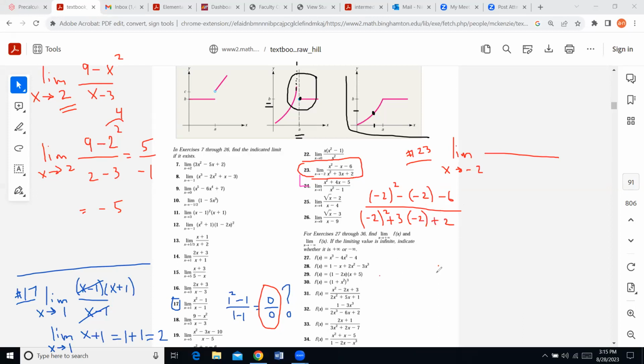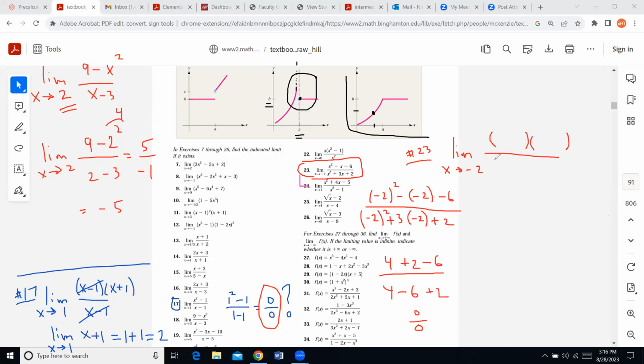Then I have what? 4, right? Minus and minus is plus 2, and -6. Looks like that's 0. And then again, 4 minus 6 and plus 2. Oh, 0 over 0. So it looks like we have an indeterminate form. So I need to factor. I need to factor my numerator with 2 parentheses and my denominator.